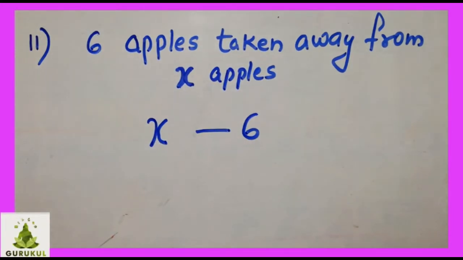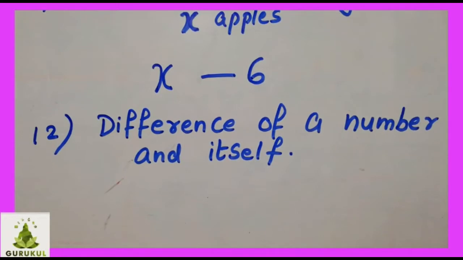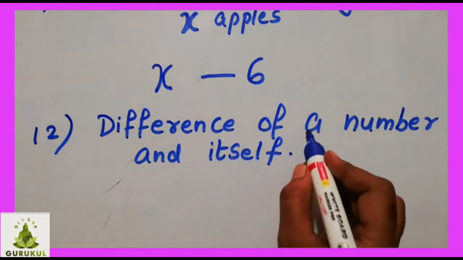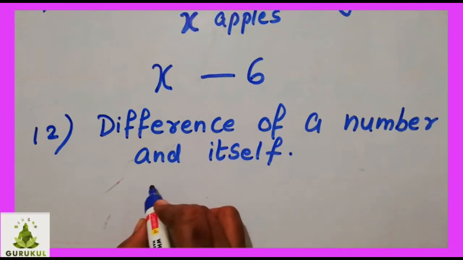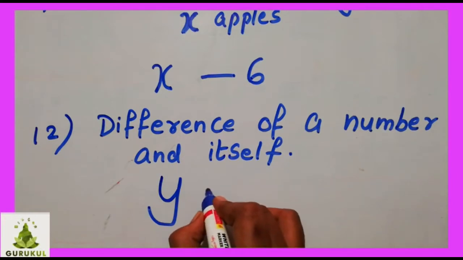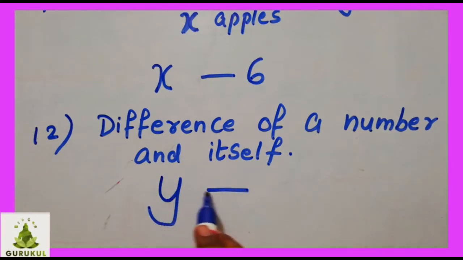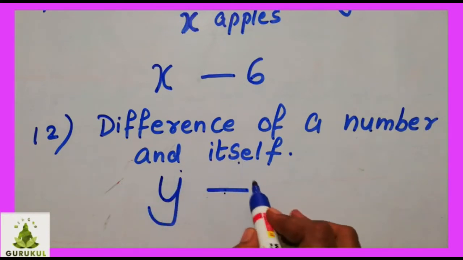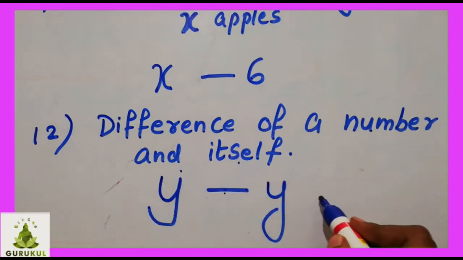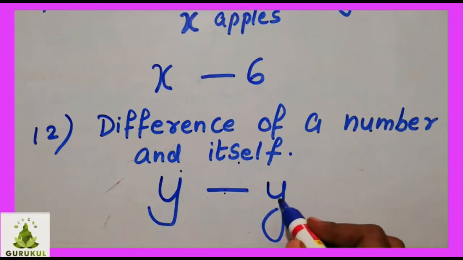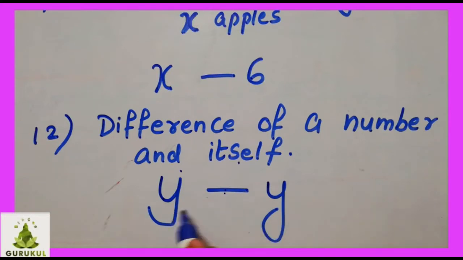Copy down this. Now, the difference of a number and itself. Difference means minus. Let the number be y. The difference between this number and itself, itself meaning the same number. So what will be the answer actually? y minus y will be 0. Is it clear? Any number if you subtract from the same number, you get 0. So y minus y is the expression.